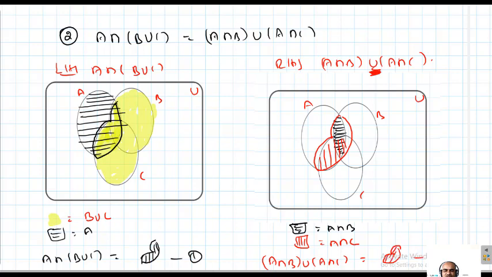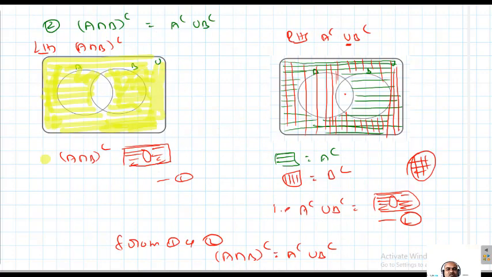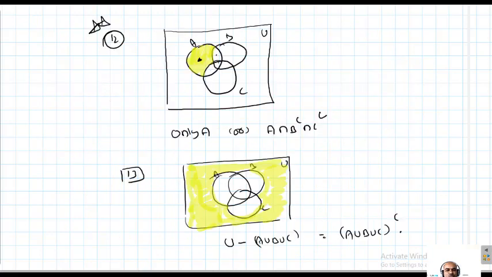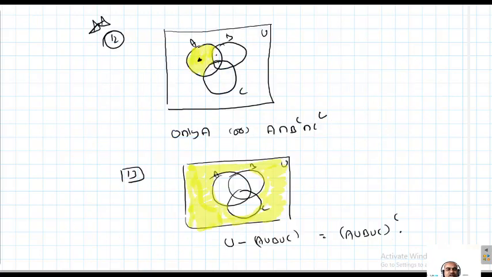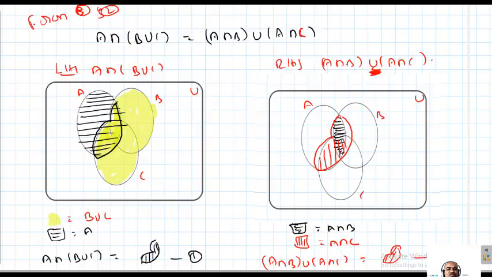Same. This is 2. From 1 and 2. Actually, at last you need to write. So I will write here now. From 1 and 2, we can conclude that A intersection of B union C equals A intersection B union A intersection C. Students, these are very, very important laws. So this approach is important: proving the laws in set theory by using Venn diagrams. That's why John Venn introduced these Venn diagrams, or logical diagrams, or set diagrams.